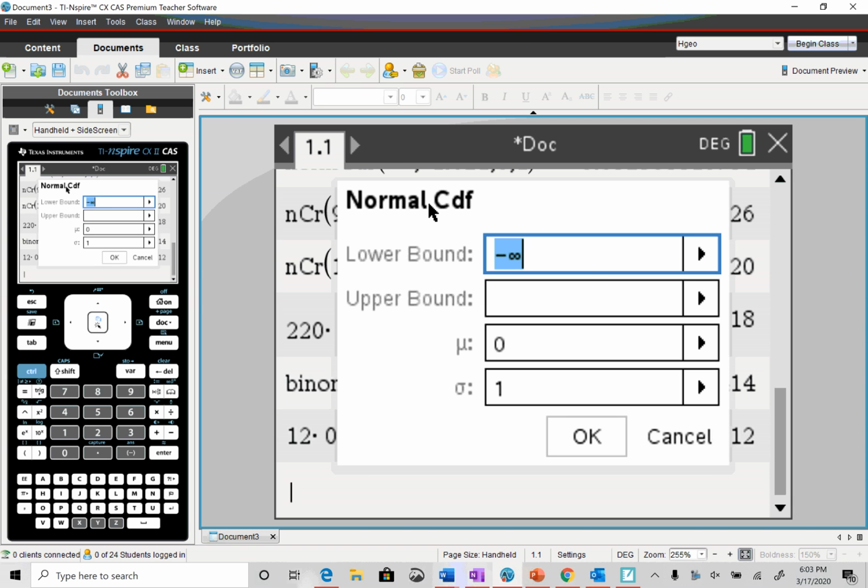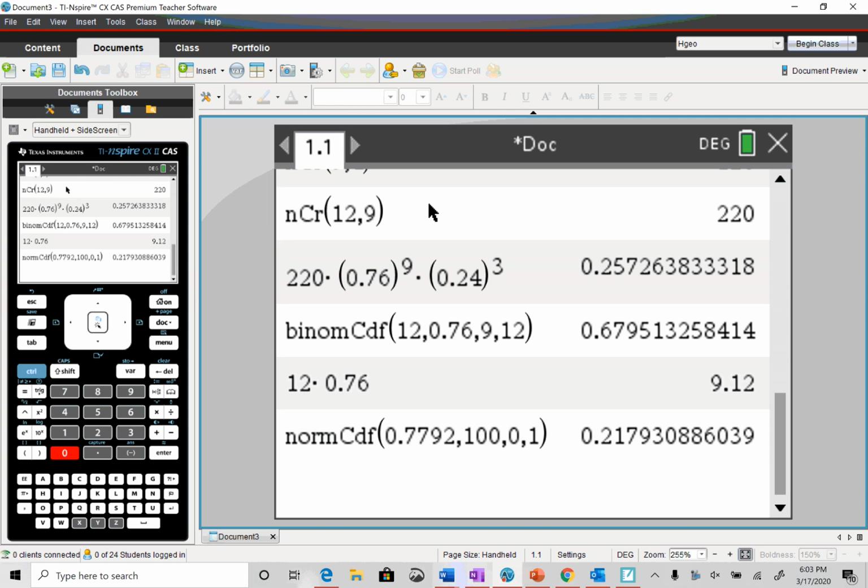So that z-score that we just found there of 0.7792, that's actually the lower bound. So we'll put that in, 0.7792. At least means greater than, so the upper bound is something really big, like 10 or 100 or whatever you want. And again, quicker than you can blink, there's our probability, 0.2179.